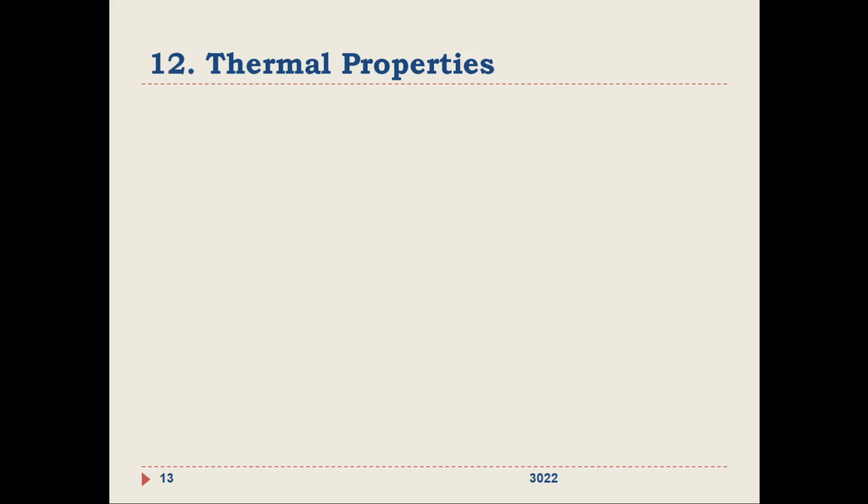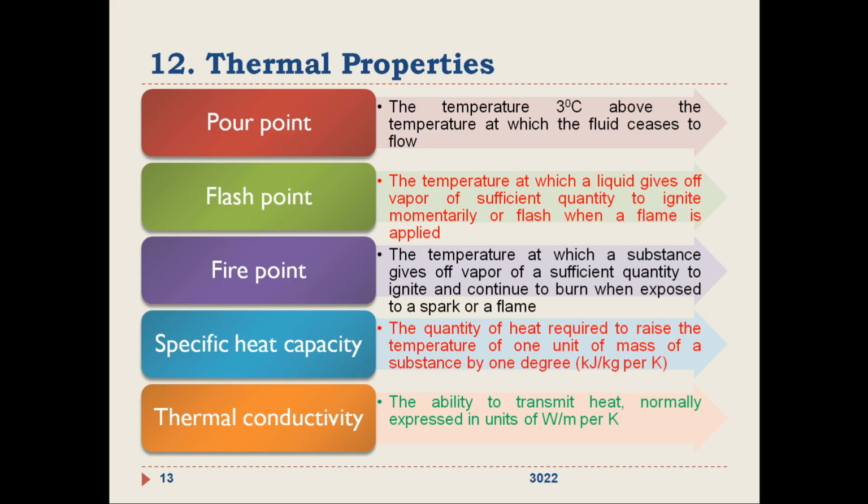Thermal properties. There are multiple thermal properties: pour point, flash point, fire point, specific heat capacity, and thermal conductivity. These are the desired thermal properties of a hydraulic oil. The pour point is a temperature 3 degrees Celsius above the temperature at which the fluid ceases to flow. It will stop. It will not flow at all. That is the pour point.